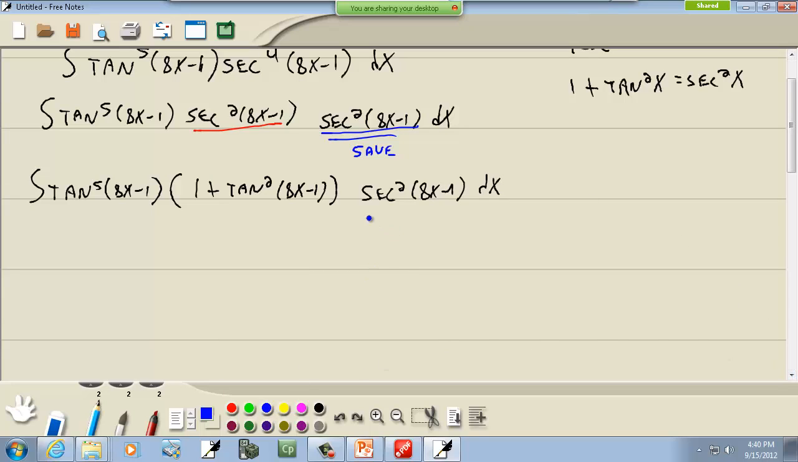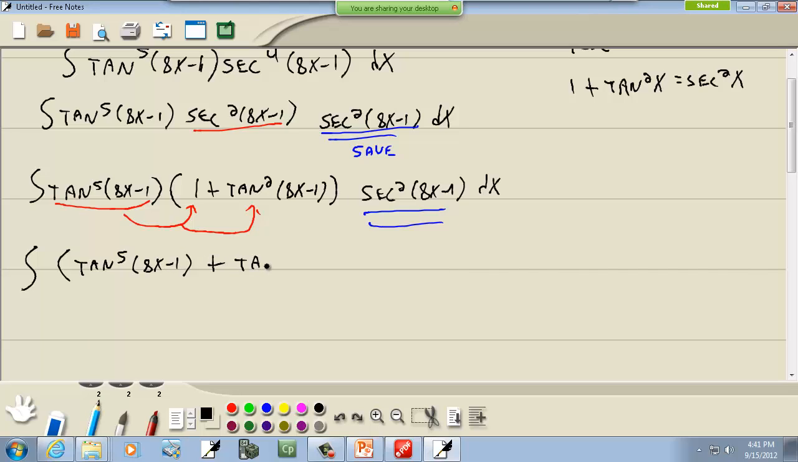Now again, the secant squared is the one we're saving. These are all in terms of tangent now, so I'll just multiply these together. I'll take the tangent to the fifth times 1 and times tangent squared. So that'll give us tangent to the fifth, 8x minus 1, plus tangent to the 7th, 8x minus 1. Since these are the same base, tangent to the 5th times tangent squared gives you tangent to the 7th. And then secant squared over here. And again, that's our save.